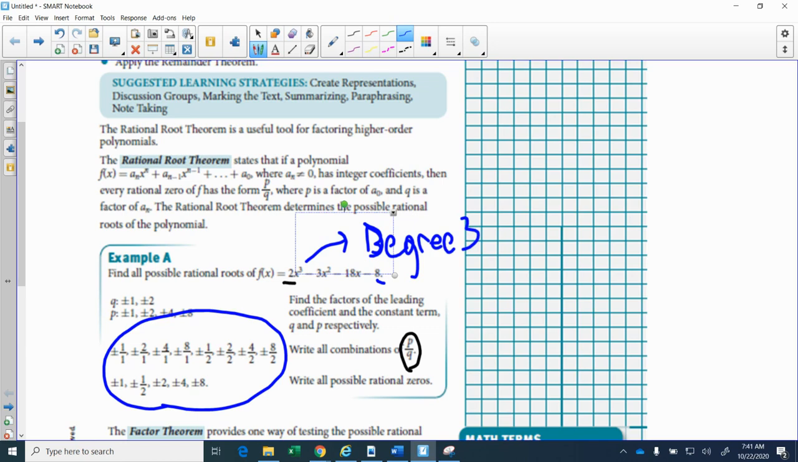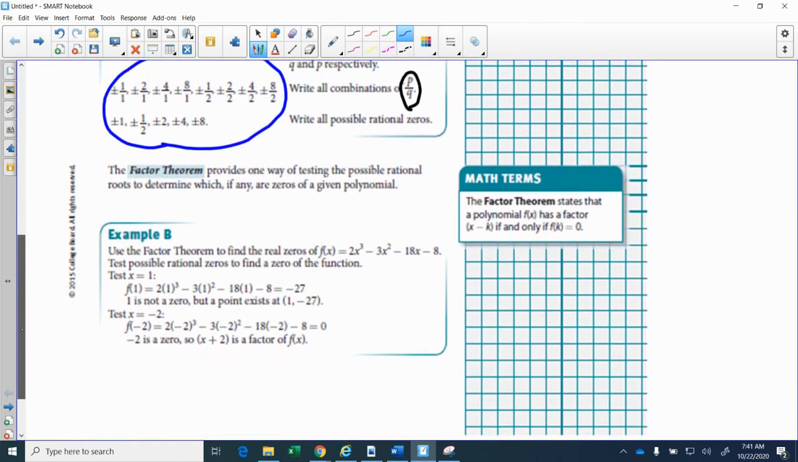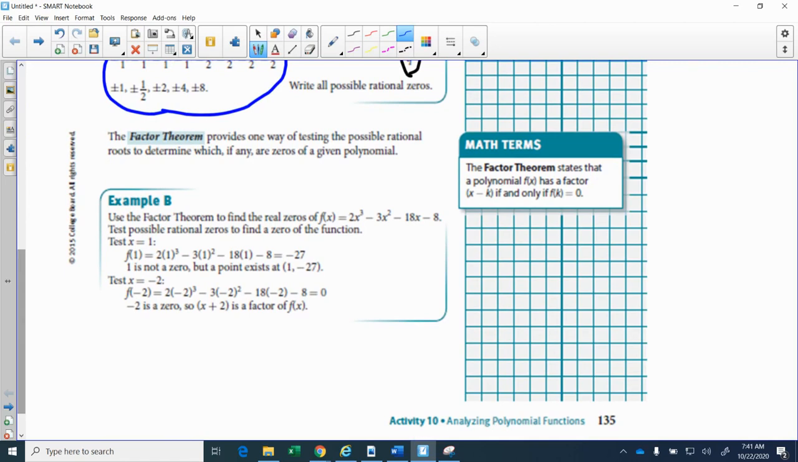Now, the actual testing part is interesting. There are 2 different ways you can test. The first one is the factor theorem. The factor theorem is pretty straightforward.